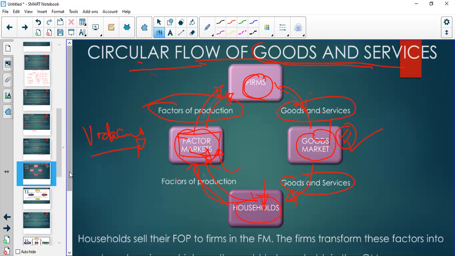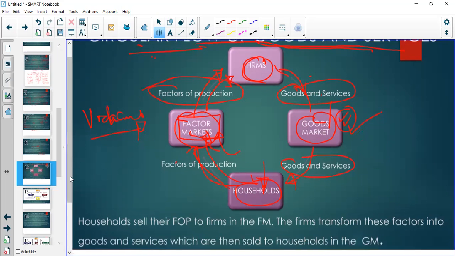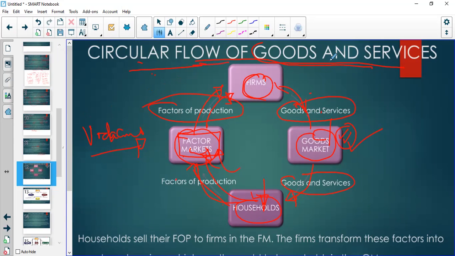Right. So you need to remember that. So that was the circular flow of goods and services. Goods and services flow from firms through the goods market to the households, and factors of production flow from the households through the factor markets to firms. So look at the direction.